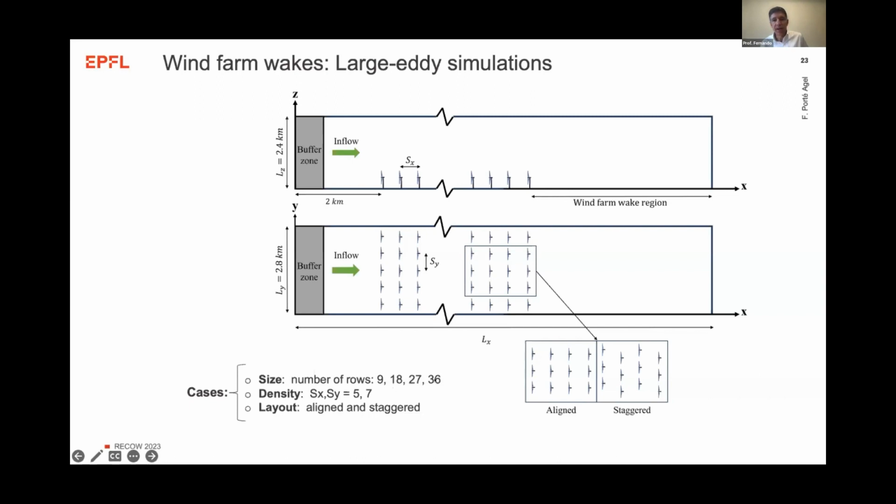What we did is combinations of 4 different sizes of wind farms with 9, 18, 27, and 36 rows. And we used 2 different densities: 7 rotor diameters, which would be the typical density, for example, of the Horns Rev wind farm, and also 5 rotor diameters of distance. Then we applied 2 configurations. You can think of it also as 2 wind directions, more or less, in the Horns Rev scenario: the fully aligned, and then something like staggered, where the effective distance between turbines affecting each other increases.